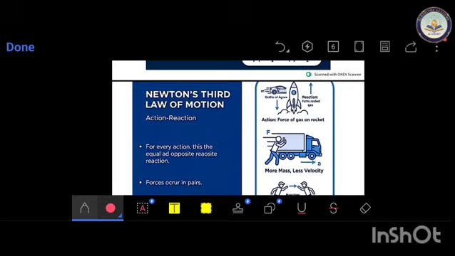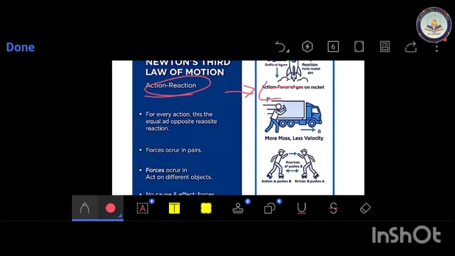Next, Newton's third law is very interesting, guys: for every action there is an equal and opposite reaction. A simple example of Newton's third law is that if we push an object, it pushes back with the same force.